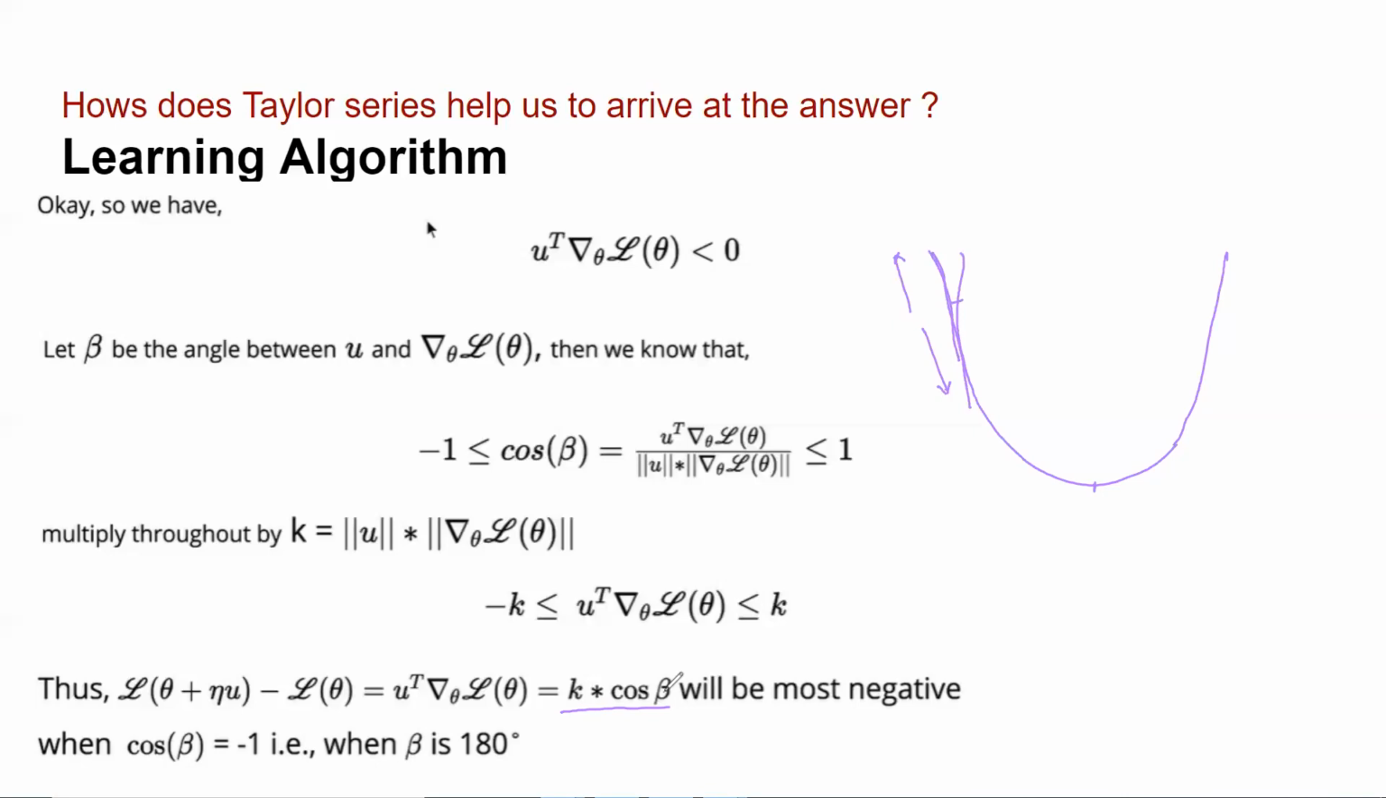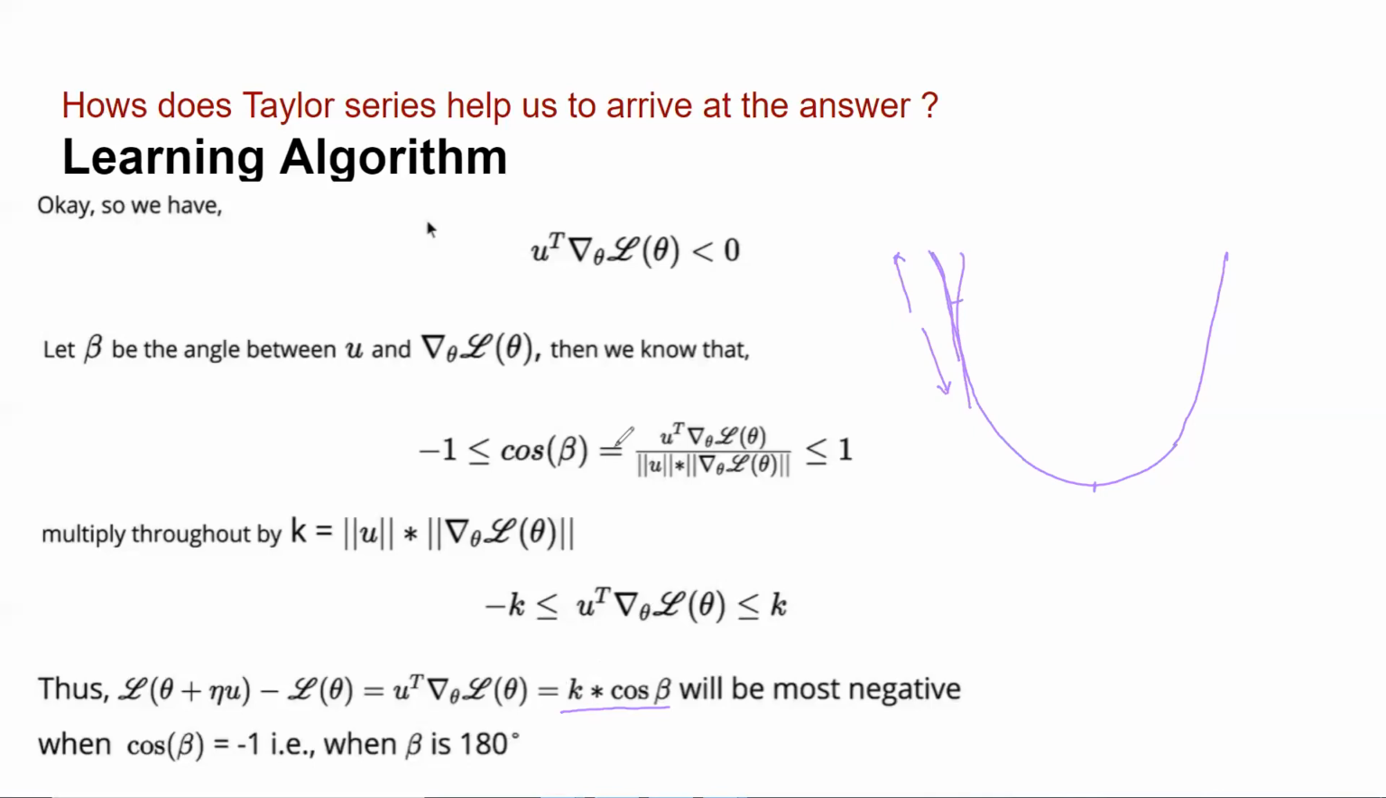That's how we are getting k into cos beta. That is one way of explaining. What I initially mentioned is, if you're having confusion with k, you can just take k is equal to 1.